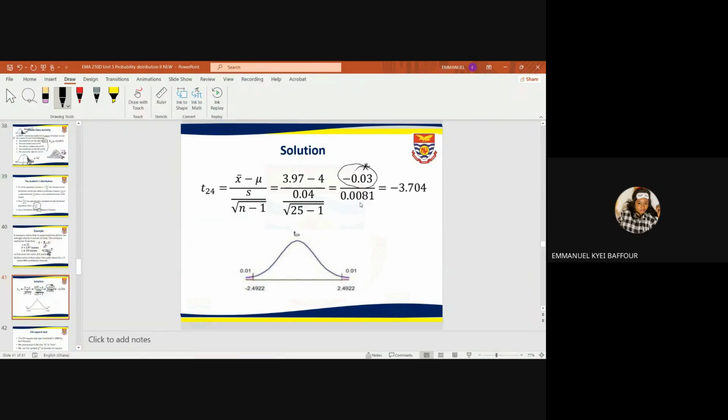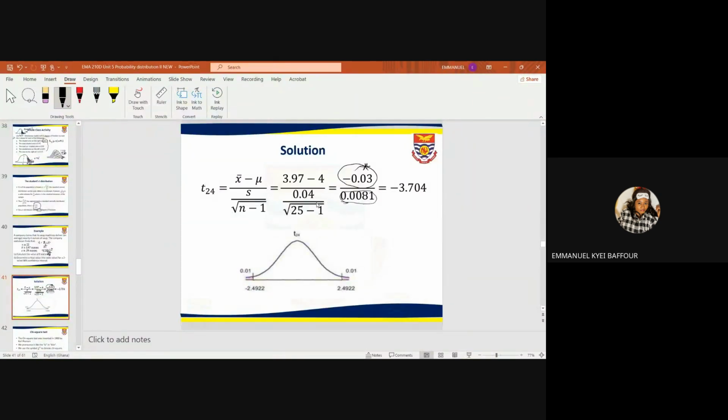So this is negative 3.704. And you said you had 674, right? Yes, 674. The difference is as a result of this approximation.